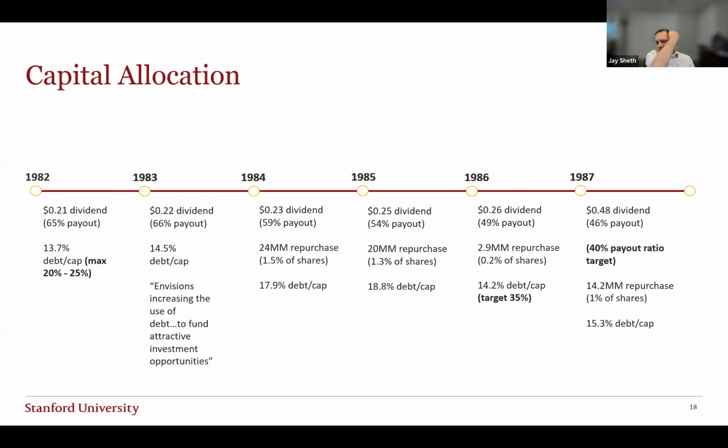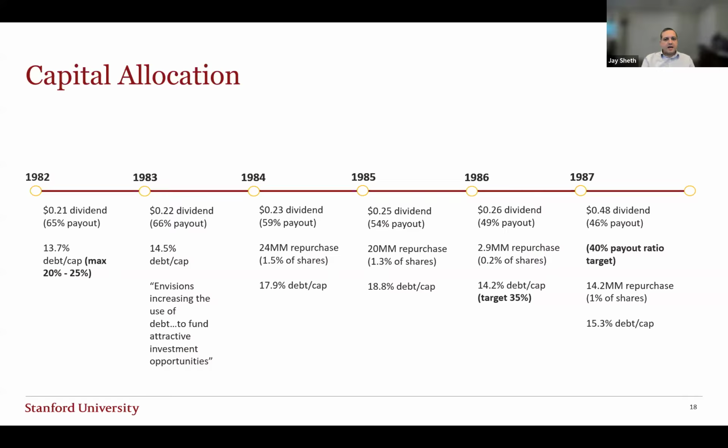And then in 87, they again increased the dividend. The payout ratio went down. They announced that they were going to target a 40% payout ratio. So once they got to 40%, the dividend as a percent of EPS, they would kind of grow them in line with one another. They repurchased about 1% of their shares, and the debt to cap again was around 15%.